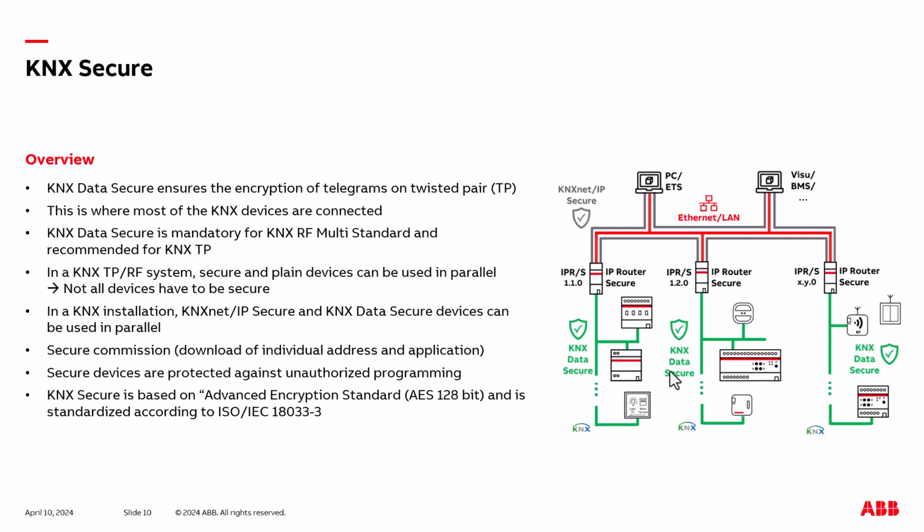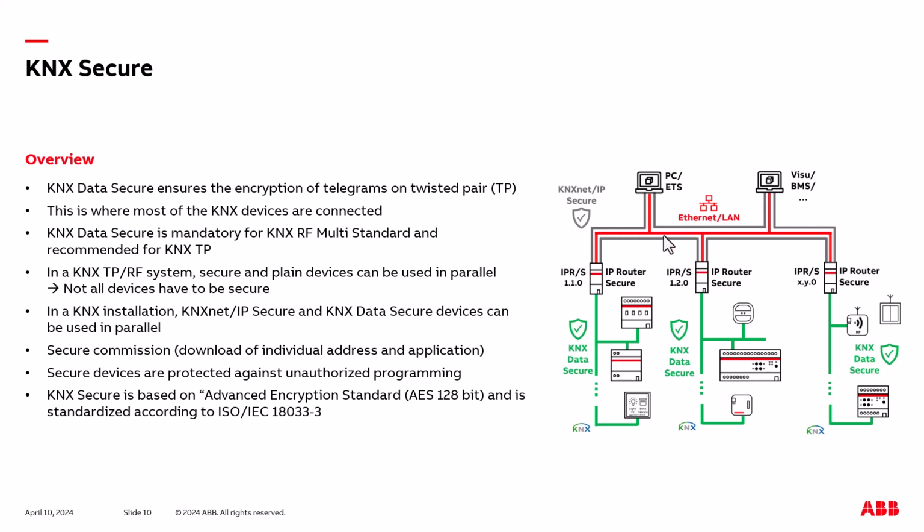And in a KNX TP RF installation, you can have both KNX secure devices, like here the ABB Room Touch, and a plain device, like here a presence detector. Additionally, you can have here on top on IP the so-called KNX Net IP secure standard. So the communication here on the IP level is completely encrypted.